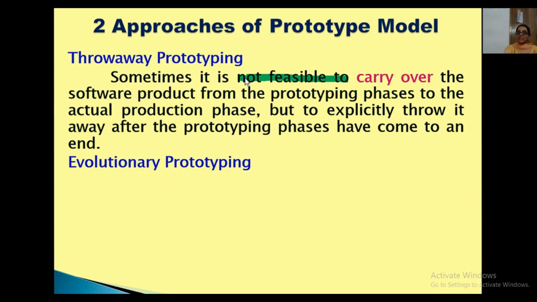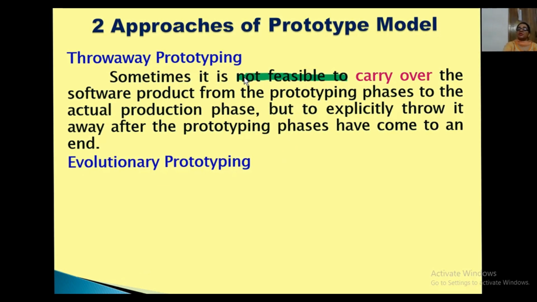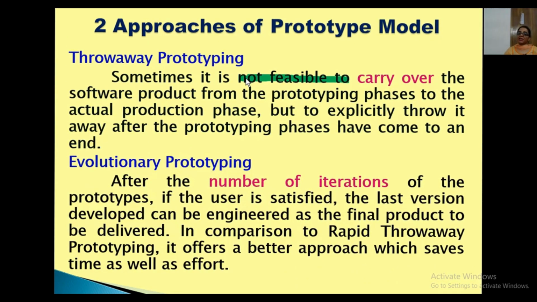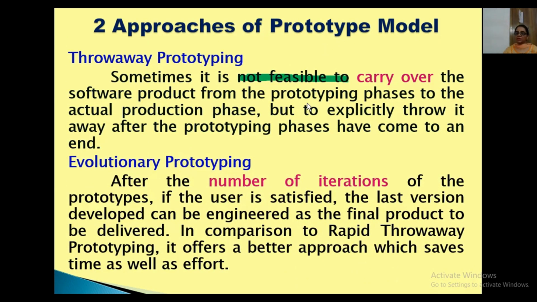Now, second is the evolutionary prototyping model. What is this? After a number of iterations of the prototypes, if the user is satisfied, the last version developed can be engineered as a final product to be delivered. Now this is the case too. When we are generating the prototypes, the final prototype which is approved by your customer or the end user can be taken up, developed as a final product and given to the user. This is the case too.